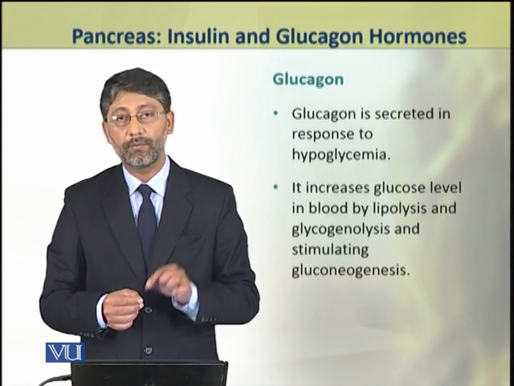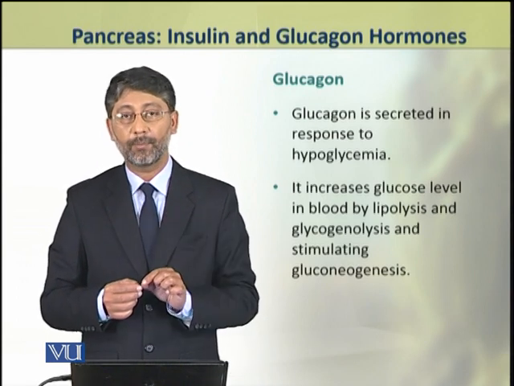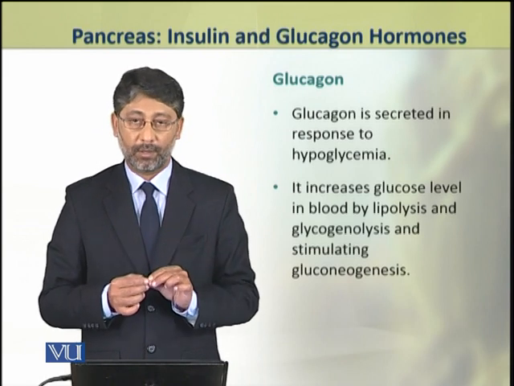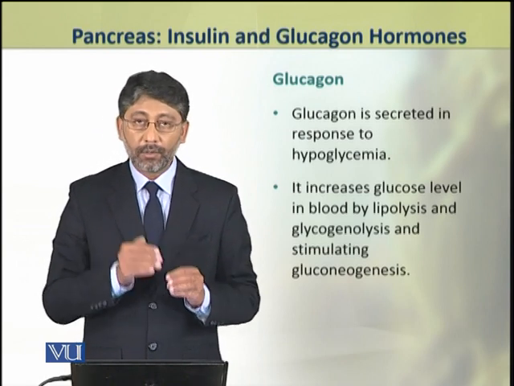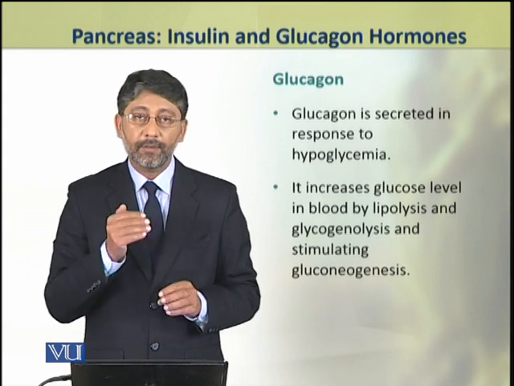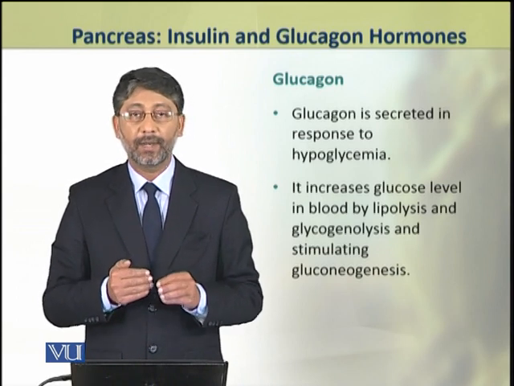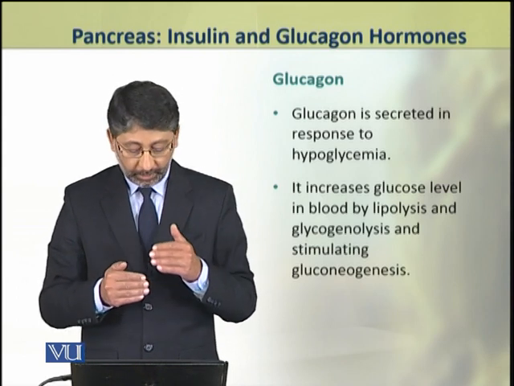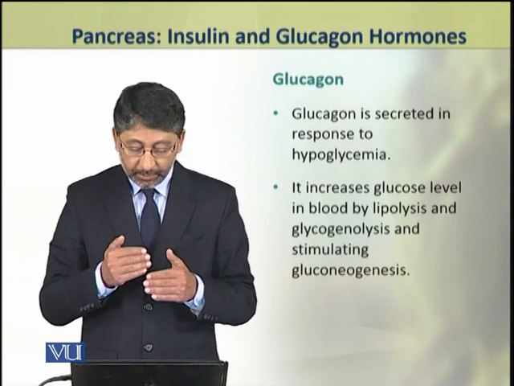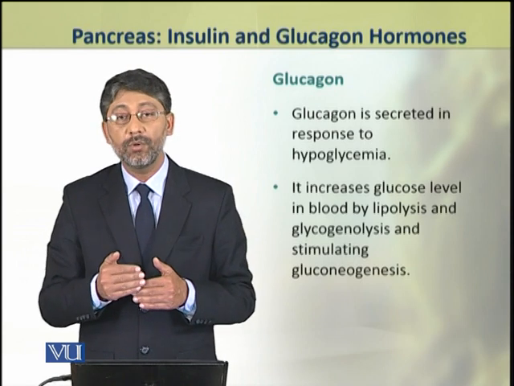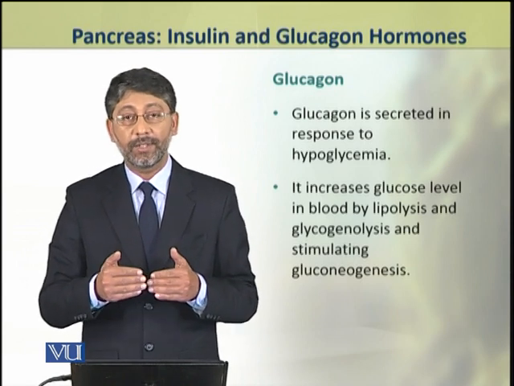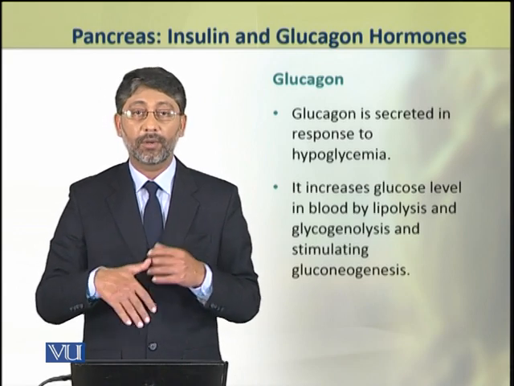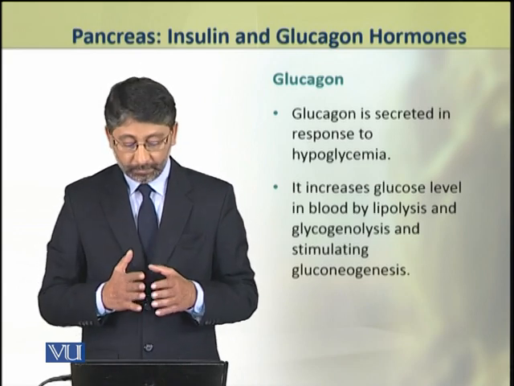Dear students, now we shall discuss the other hormone produced by pancreas, that is glucagon. Glucagon is secreted in response to hypoglycemia. Jab blood mein glucose ki concentration kam ho jati hai, to glucagon produce hota hai.